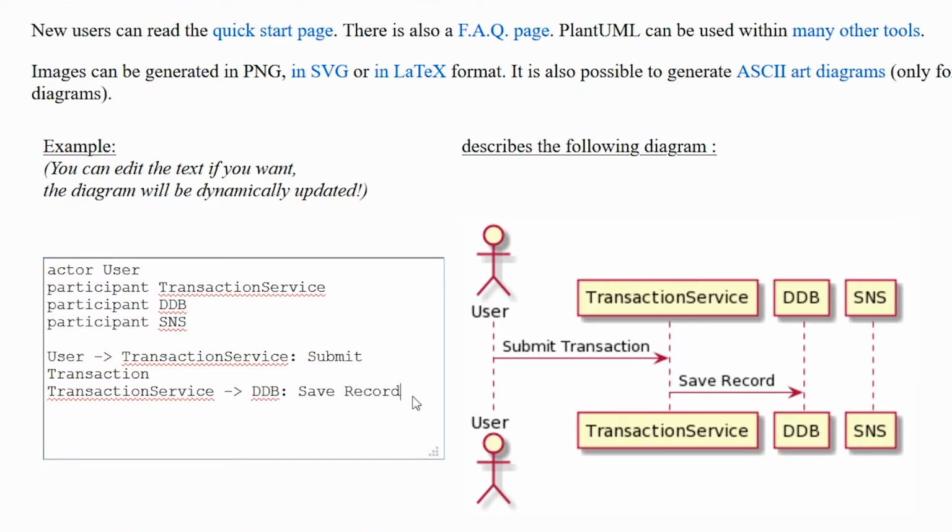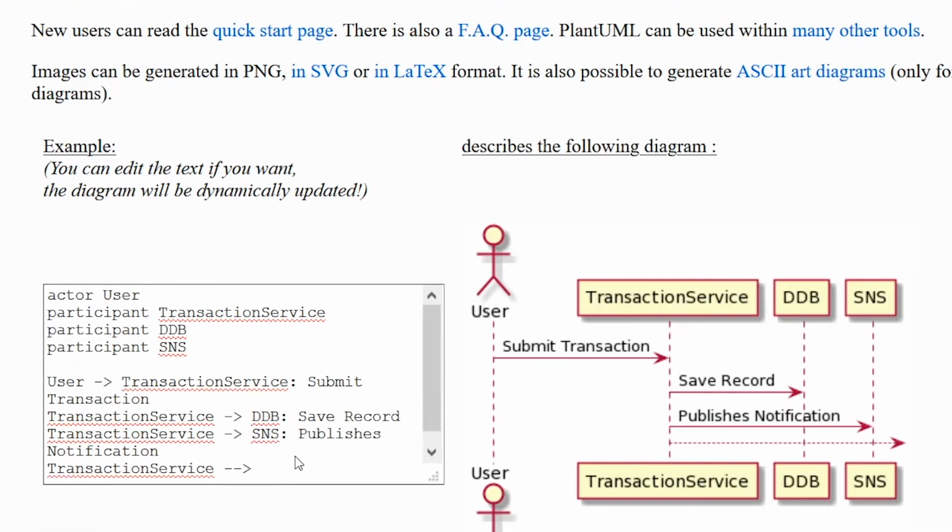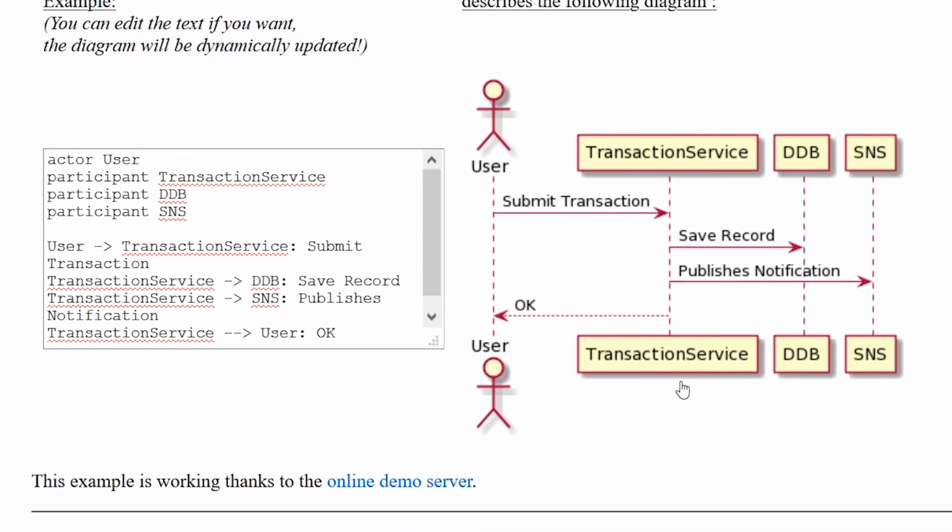And let's just copy that, put that down here. And we also want to say it goes to SNS and says publishes notification, right? Something practical. And then it eventually will respond back to the user with an OK indicator. So you would say transaction service, I like to use a double arrow for the return, and that goes to user, and that's going to say OK. So this shows you the kind of stuff that you can do with it.